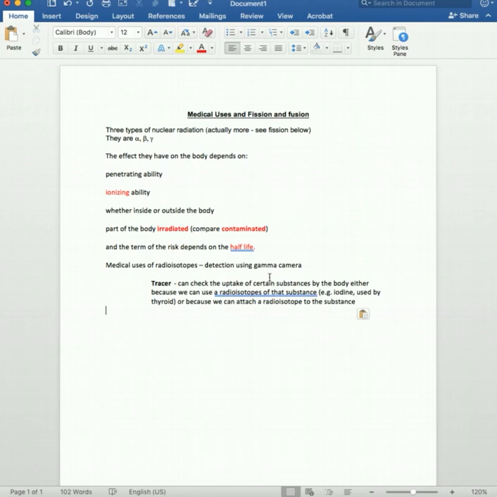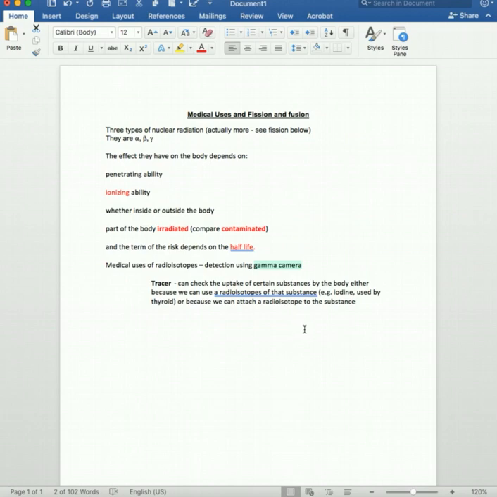So we're pointing our gamma camera at the thyroid in the neck, and we're getting a picture which shows the extent to which the thyroid gland is taking up iodine, because the more iodine is in there, the brighter the picture will be, because there's more gamma radiation coming out. So the function of the thyroid then can be checked using this radioisotope of iodine.